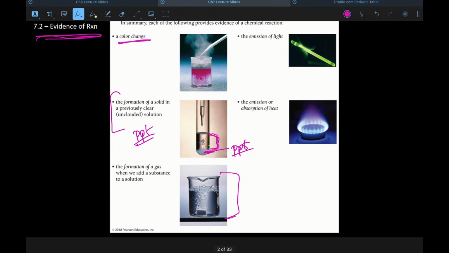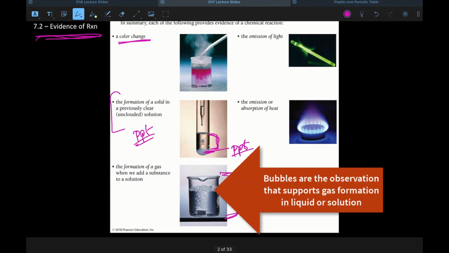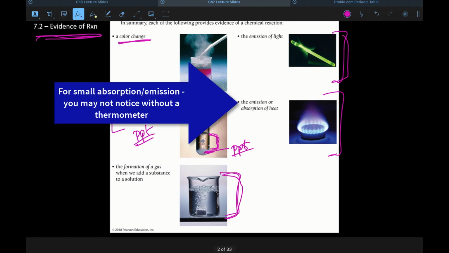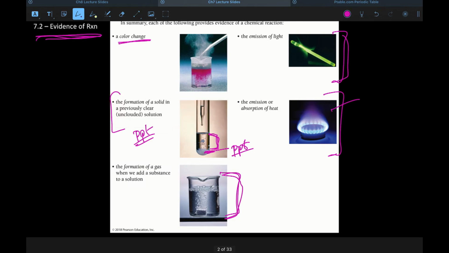Formation of a gas upon the mixing of two substances, emission of light, or emission or absorption of heat. So do be mindful that the absorption of heat is also something to consider. And the emission of heat means that the surroundings will get warmer. Does that make sense? Emission of heat means that the surroundings get warmer.